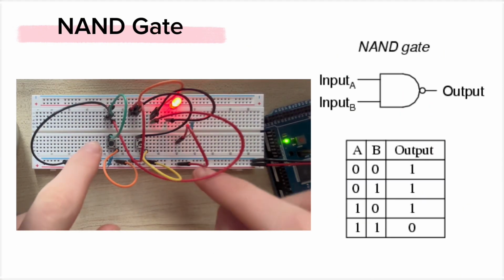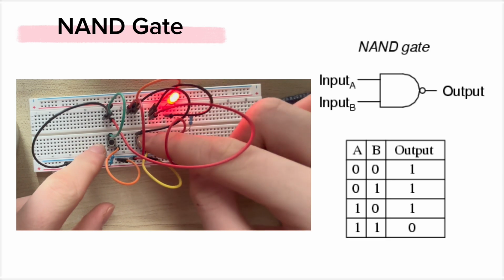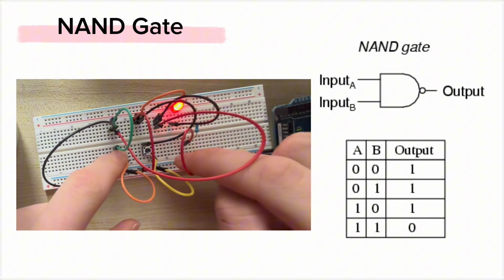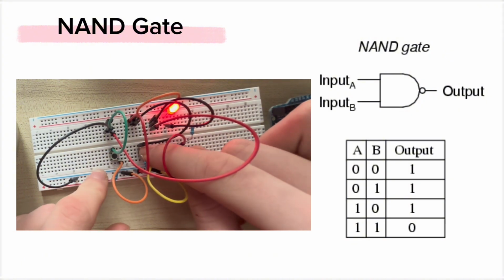The NAND gate is the inverse of the AND gate. It outputs a low signal only when both inputs are high. This is implemented by adding an additional transistor that inverts the AND gate's output.